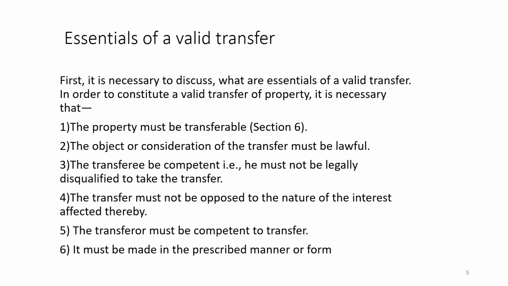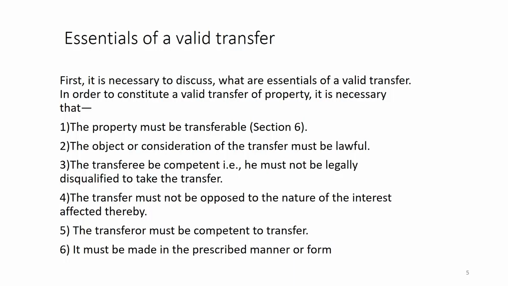Before that, it is also important, once we discuss the transferability of property, to know what the general conditions and basic requirements for transferability of property are. Accordingly, the property must be transferable, and the object or consideration of the transfer must be lawful. Because transfer of property is also a kind of contract, it must be lawful and within the permissible limit. The transferee must be competent, which is also a ground of contract, that the party to the contract must be competent. Here the transferee must not be legally disqualified to take the transfer.